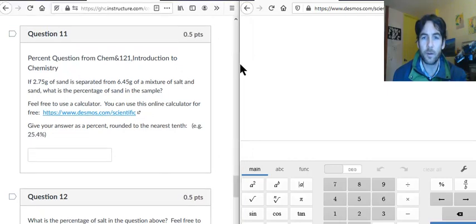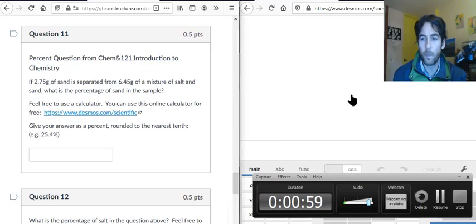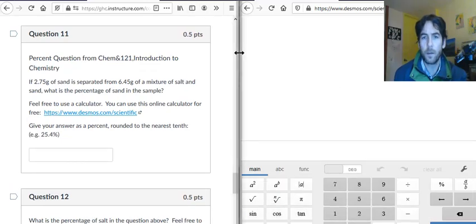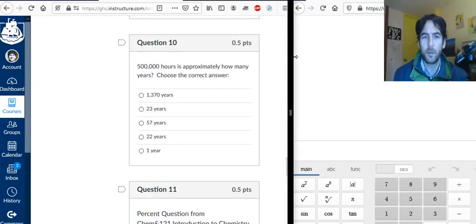And there should be a way to move the calculator over a bit. Where is it? How did I get that going? So yeah, you can highlight like that and just move this over completely. There we go.